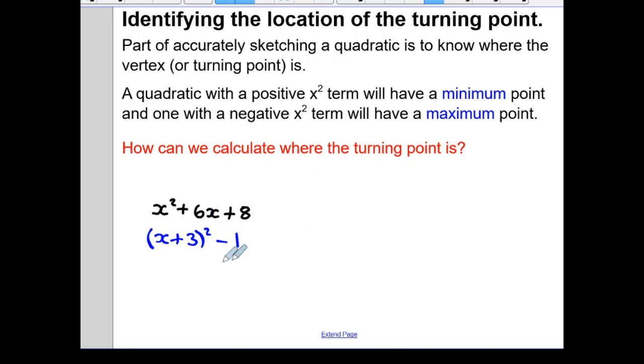So to find the minimum for this quadratic, when is this at its least? Well, it's at its least when this bracket gives 0. That would be when x is minus 3. And when x was minus 3, we would get negative 1 out of it. So the location of our turning point would be the coordinate minus 3, minus 1. So that's how we find our turning points.